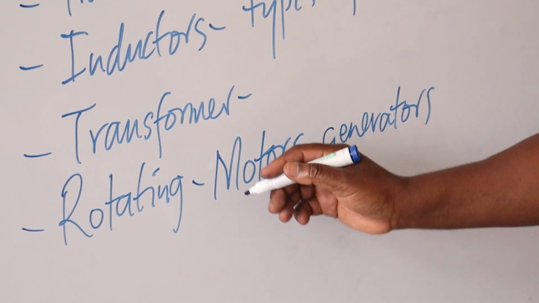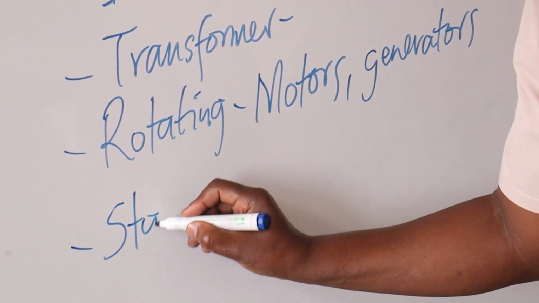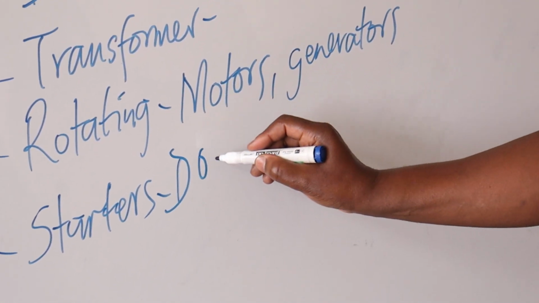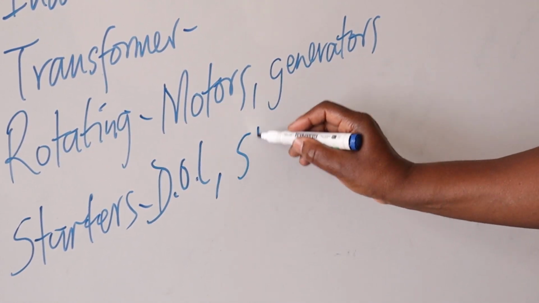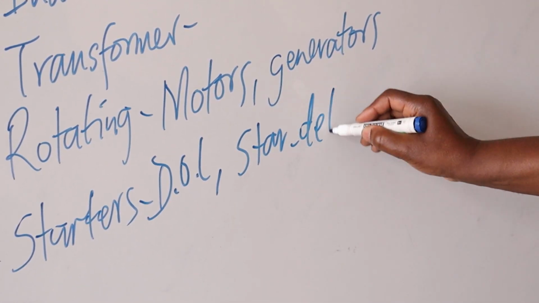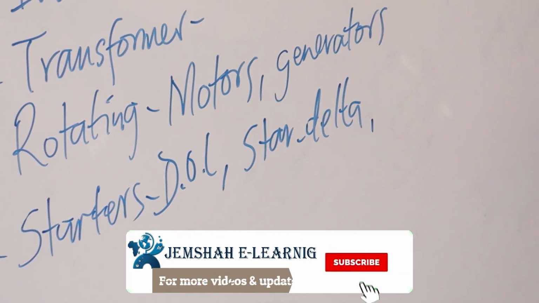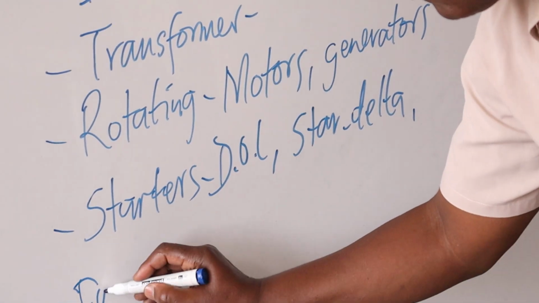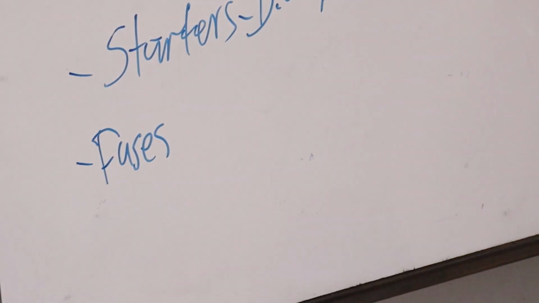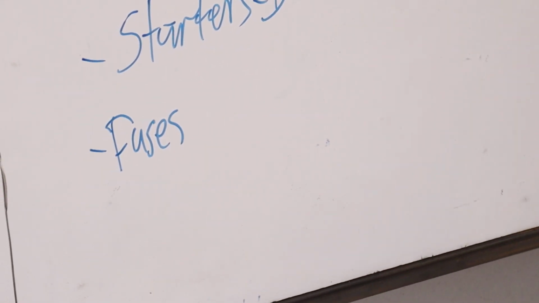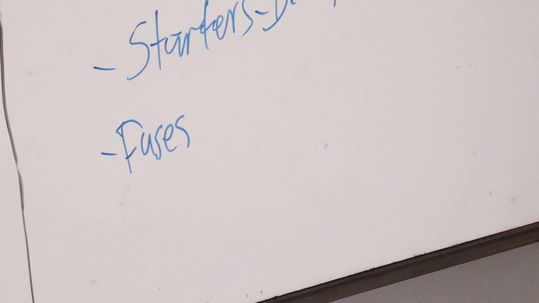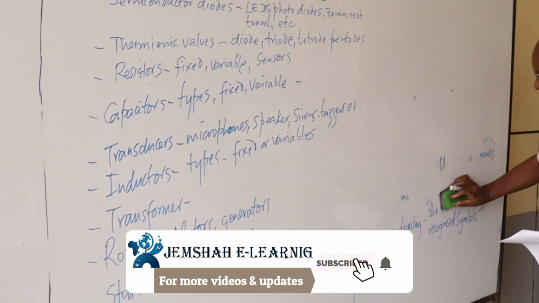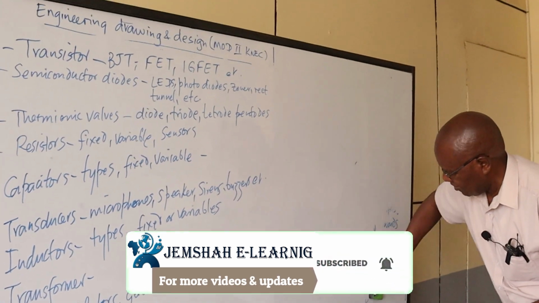generators, etc. And then with the motors, we have got the starters, which you use to control the motors. The starters, there are various types. For example, DOL, we have got star delta, which we shall be looking at later on, and also many others. And then we have got fuses. In fuses, we have got rewirable fuses, cartridge fuses, high rupture cartridge fuses, and the like.